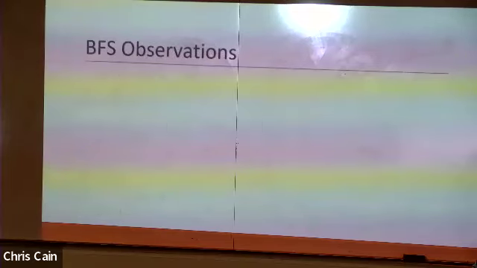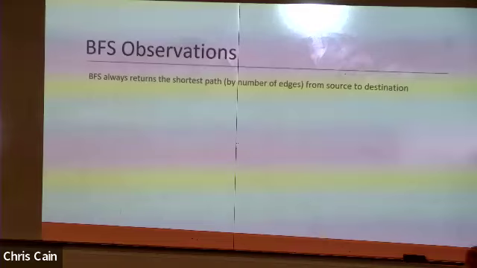What can we learn from breadth first search? We know that it's going to return the shortest path by the number of edges from that source to the destination. It's very important that we specify that this is by the number of edges, because you can probably imagine some kind of graph where the actual shortest path by edge weight is not the same as the shortest path by number of edges. We'll go through some examples of this.